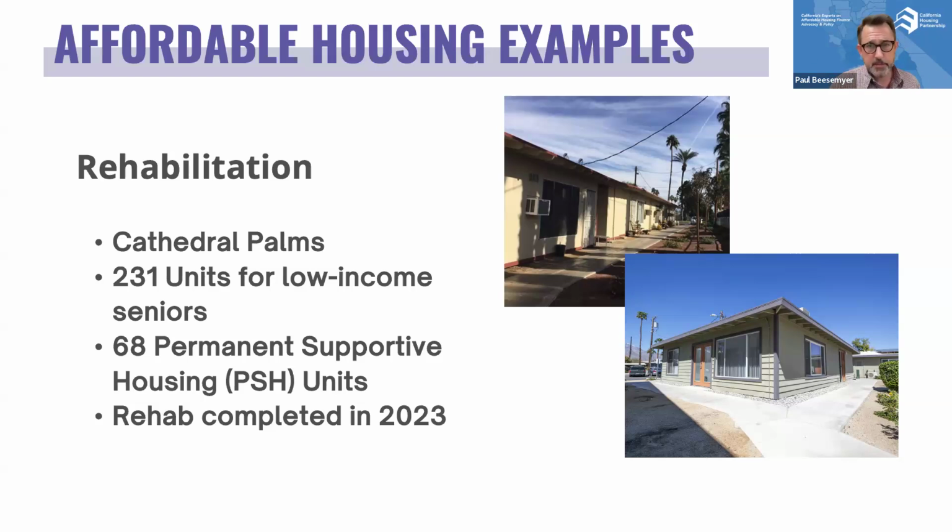But in any case, this particular National Core project, it's a great rehabilitation example. It's called Cathedral Palms. It's in Cathedral City in Riverside County. 231 units. Very low density, obviously, all targeted to low-income seniors. And again, this is an example of funding policy driving population. So about a third-ish of those units are set aside as permanent supportive housing for seniors experiencing homelessness. And this was completed in 2023.